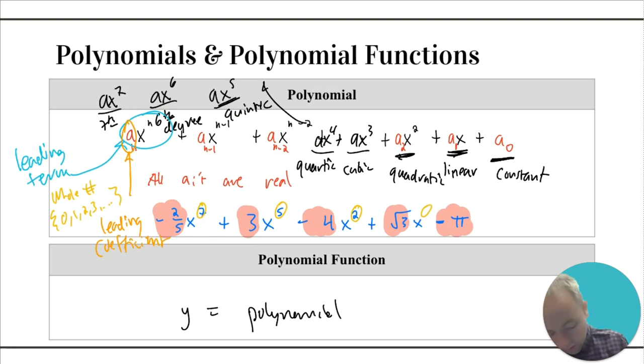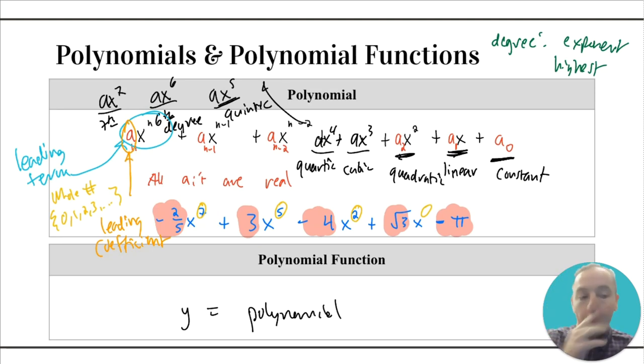And then furthermore, there's something known as the degree of a polynomial, and the degree of the polynomial is going to be the exponent that is the highest among all of the individual terms. So you're always going to find it in the leading term. Particularly, it's going to be the number n, right?